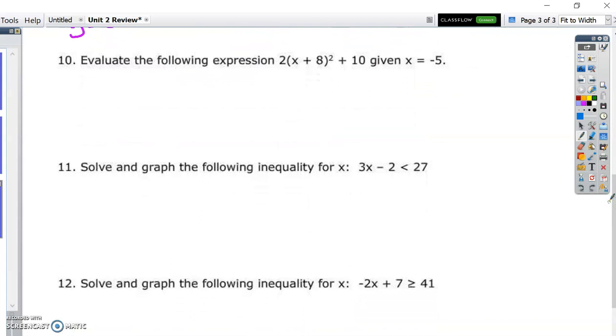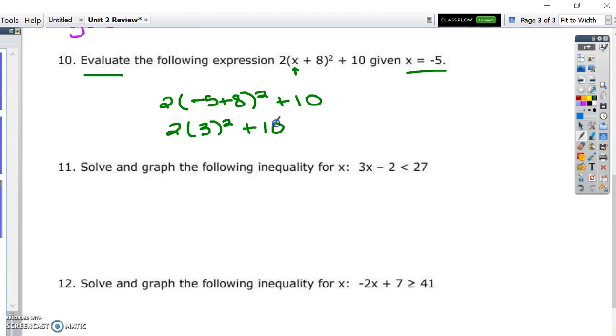All right, so we're going to do an evaluate one. Okay, we're almost there. 12 is the last one. All right, so evaluate means you're going to have a numerical value for your answer. So we're evaluating this expression, and we're saying that x equals -5. So we're going to plug that in right here. So 2 times (-5 plus 8) squared plus 10. All right, so inside here we have -5 plus 8, which gives us 3. Okay, and then if we square that, that's going to be 9, which is going to give us 2 times 9, which is 18 plus 10, which gives us 28.